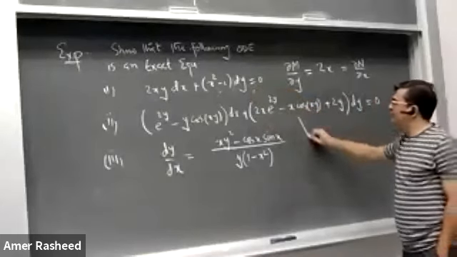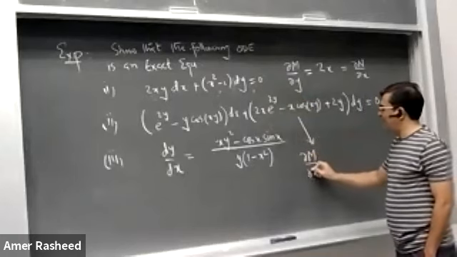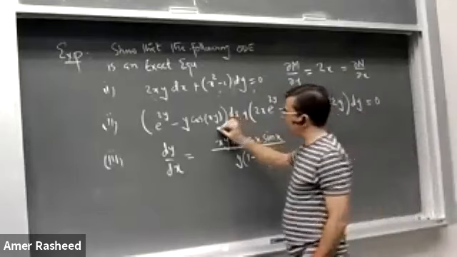Now here, for this equation, partial m over partial y, this is your m.